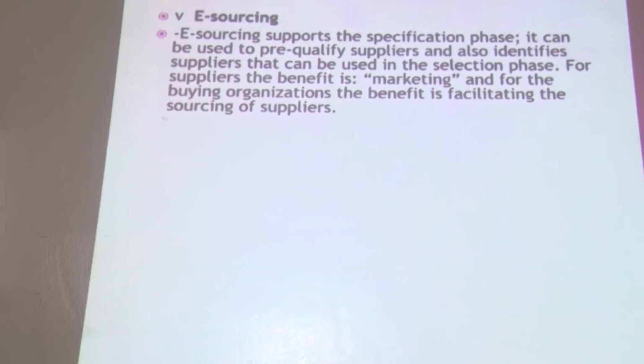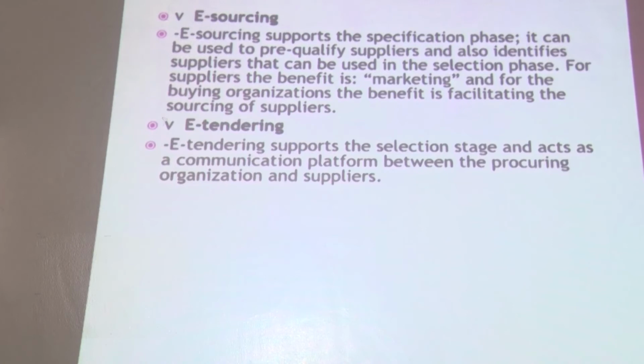So let's start with the first one, e-sourcing. E-sourcing supports the specification phase, and it can be used to qualify suppliers and also identify suppliers that can be used in the selection phase. For suppliers' benefit, it allows the suppliers to market themselves. And for the buying organization, the benefit is that it facilitates the sourcing of suppliers. Sourcing of suppliers is about coming up with new suppliers or improving the already existing suppliers in the organization.